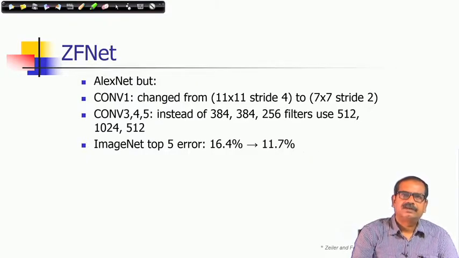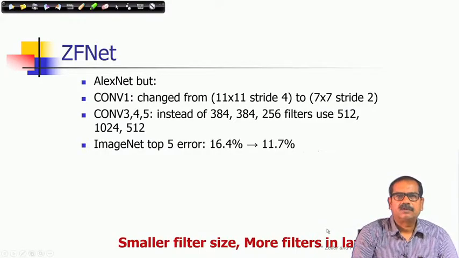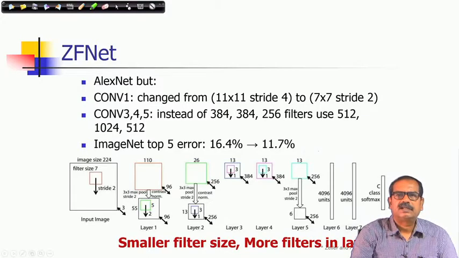but they have also used more filters. For example, in conv 3, 4, 5 in AlexNet you have 384, 384 and 256 filters. In ZFNet you have 512, 1024 and 512, and it has improved the accuracy of image classification for the ImageNet dataset. So, the filter size is smaller, but more filters in a layer are used. A schematic diagram is shown here. It shows the size of the different processed outputs and also the size of filters and other things.